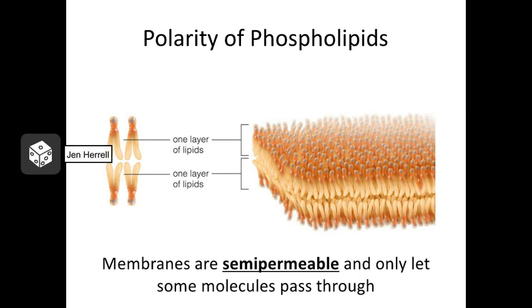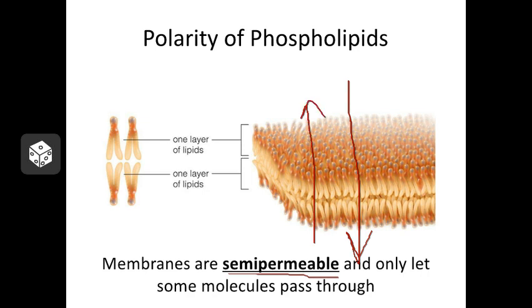Cell membranes are known as semi-permeable, and that means that they get to decide which molecules can come into the cell and which molecules can leave the cell. If something is permeable, it means it will let something through. So for instance, a paper towel is very permeable to water. It lets water soak into it. A cell membrane is semi-permeable because it only lets certain stuff through at certain times.